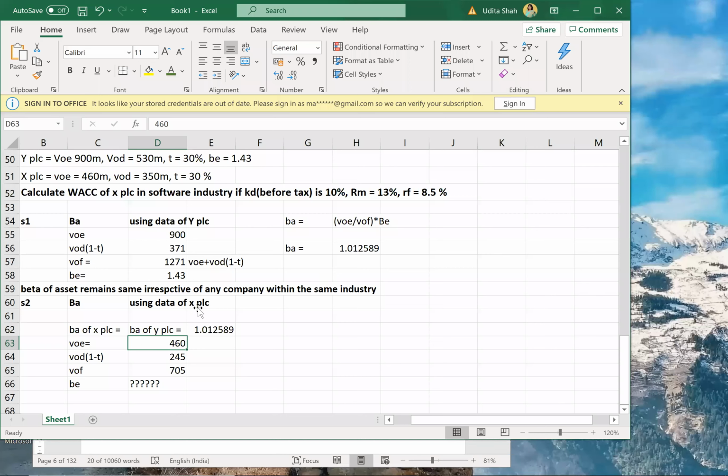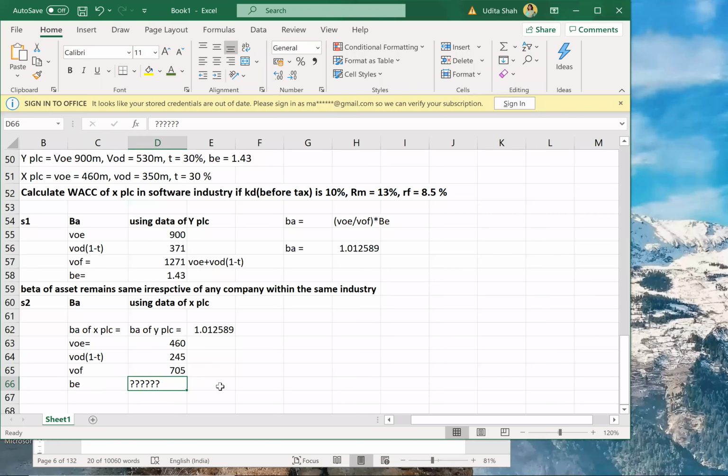Now I want to calculate XPLC remaining data. So value of equity is given 460. Value of debt I want 1 minus t. So that is 245. 350 into 70%. Okay. And value of firm will be what? Value of equity plus value of debt net of tax. So 460 plus 245, 705.